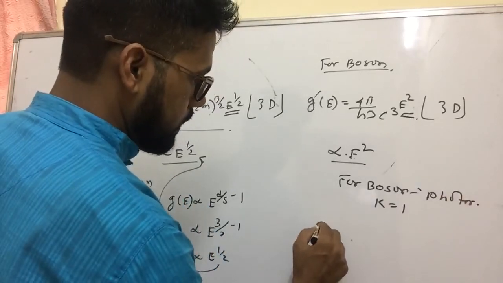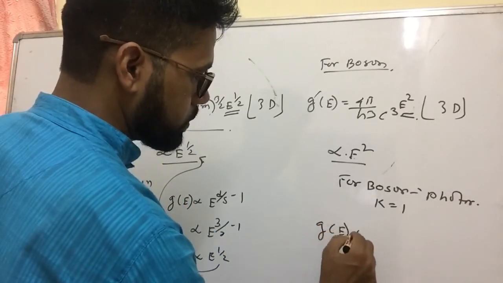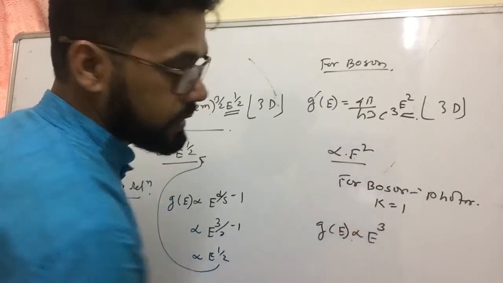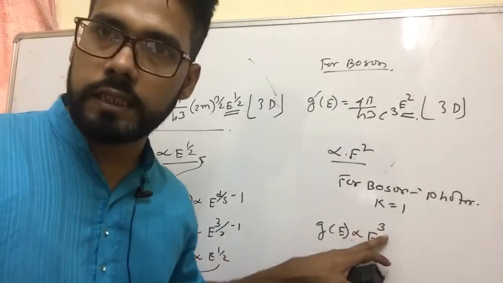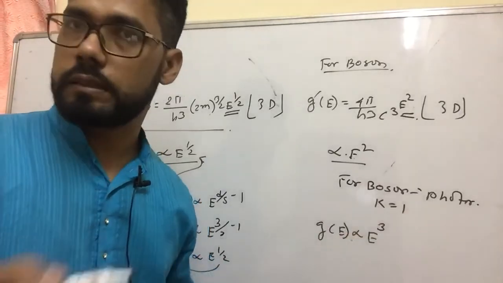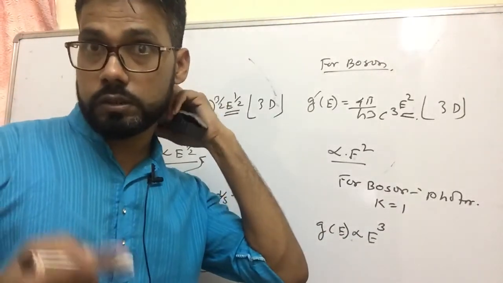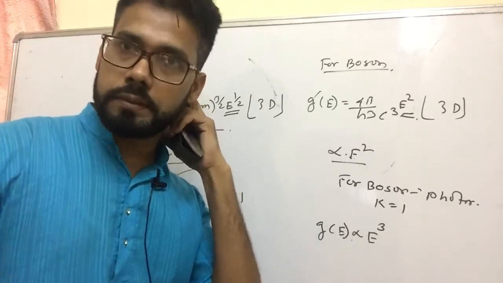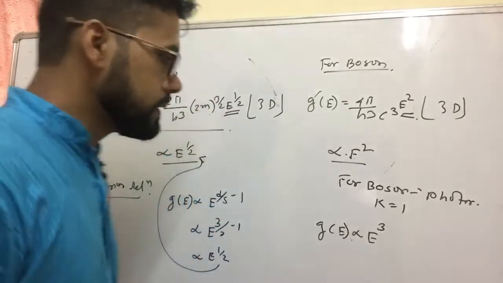So the general formula is G proportional to E to the power (D/2 − 1). This is in 3 dimensions. If it is 3 dimensions, then D equals 3. If it is 2 dimensions, D equals 2. That 2-dimension and 1-dimension calculation I will not discuss here, because you will study it again in the 4th, 5th and 6th semesters. Then I will teach you.